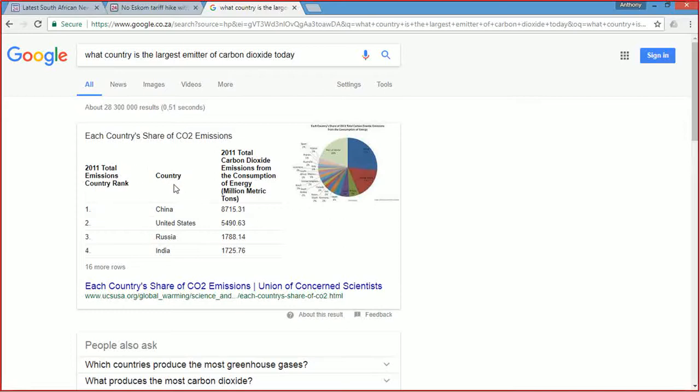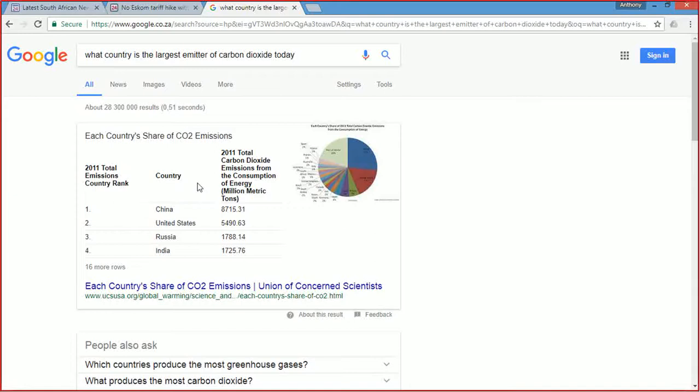What country is the largest carbon emitter? Okay, let's use that one. There's the one Google search. Oh, okay, yeah, number one. Yeah, okay, I was right. I thought they were, but I wasn't sure. Obviously this is a bit outdated. These are 2011 total emissions by country rank.